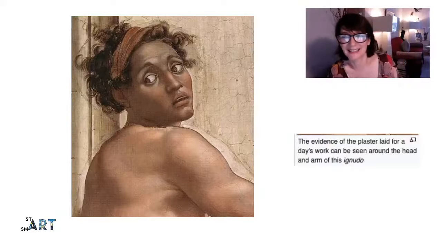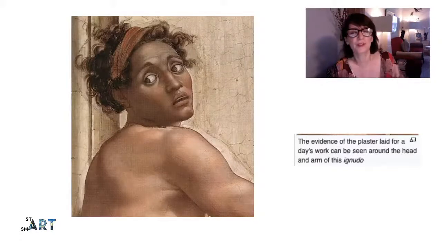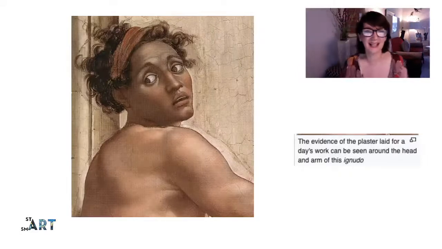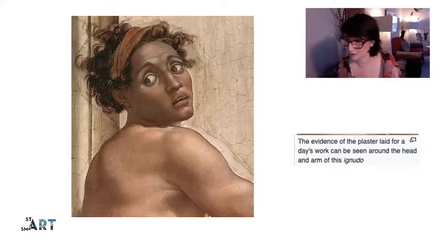Look at this. The evidence of plaster laid for a day's work can be seen around the head and arm of the ignudo. Ignudo is just a naked male figure. Do you see that? Do you see the lighter color plaster? And so there are still all of these signs of the work that was going on.